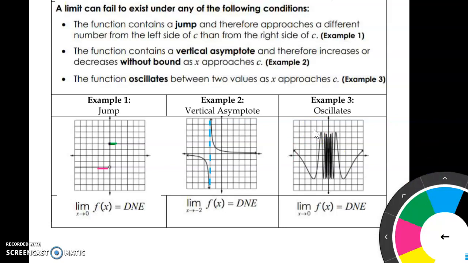Our last condition is if the function oscillates between two values as x approaches c. So here the limit as x approaches 0 of f of x. As x is approaching 0, our function's oscillating. It's going to keep going back and forth forever. So it's not approaching a specific value, so the limit does not exist.